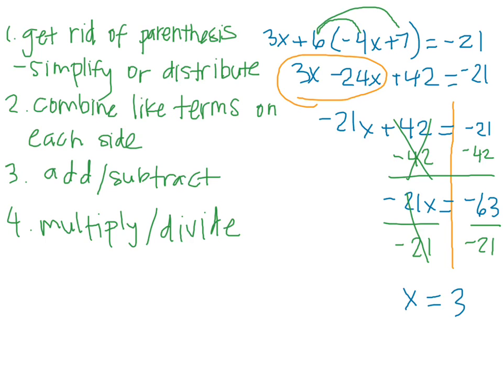Now, my teacher showed me that I can figure out if my answer is right. So let's check our work. We're going to take this x equals 3, and we are going to substitute that 3 up into the original equation in both of the x's. So let's take our original equation, which was 3x. Instead of x, we're going to substitute our 3. Plus 6 times negative 4 times x. Once again, we know x is 3. Plus 7 equals negative 21.